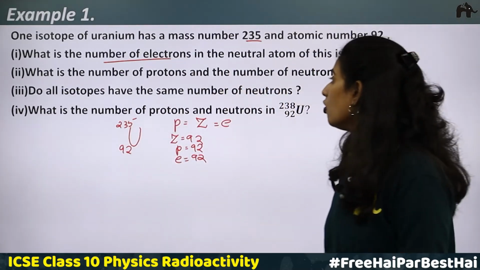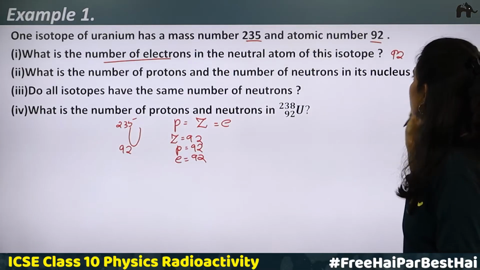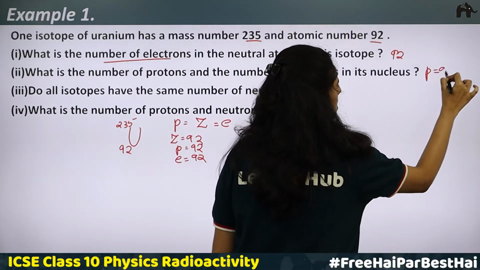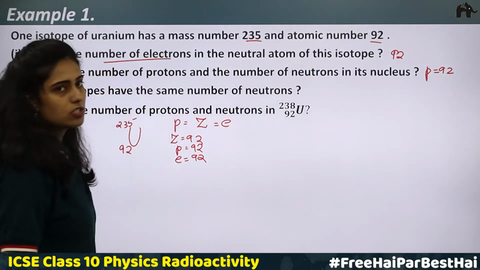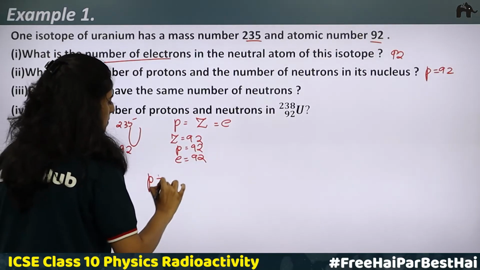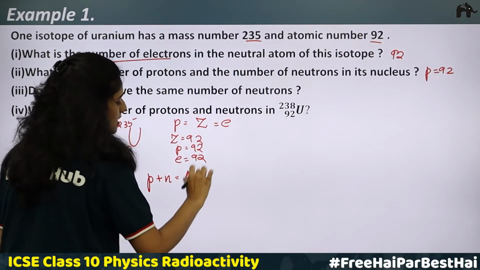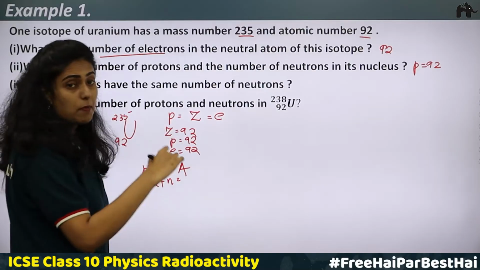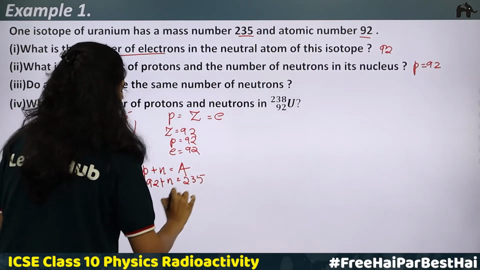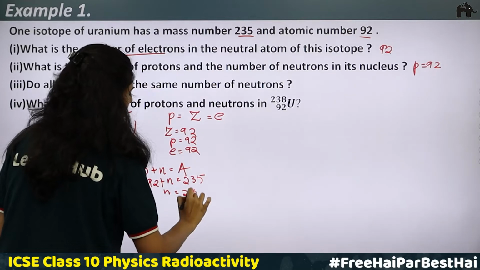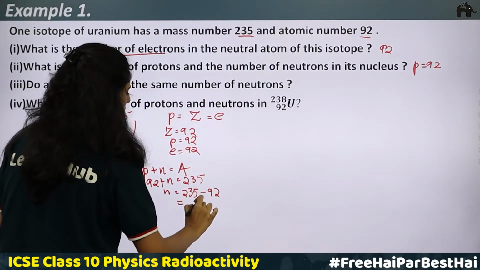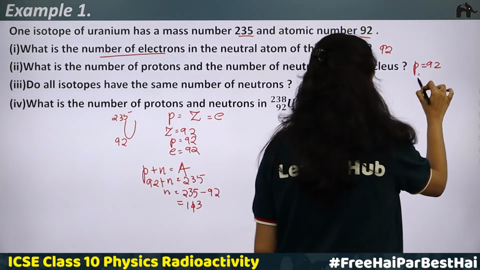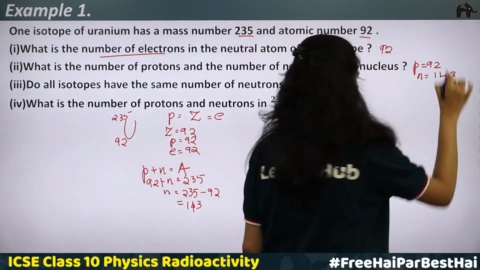Now, the second question: what is the number of protons and the number of neutrons in this nucleus? We have already got the number of protons, which is equal to the atomic number, which is 92. Now what about the number of neutrons? How to find the number of neutrons? Number of protons plus number of neutrons will give you the mass number A. So here the number of protons is 92 plus number of neutrons will give you the mass number, which is 235. So number of neutrons is equal to 235 minus 92, which is equal to 143. So here the number of neutrons N is equal to 143.